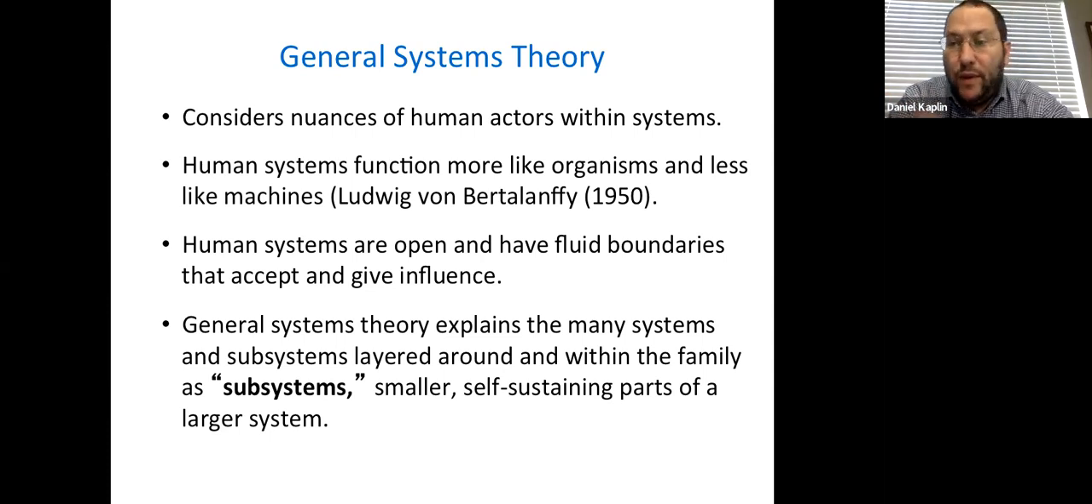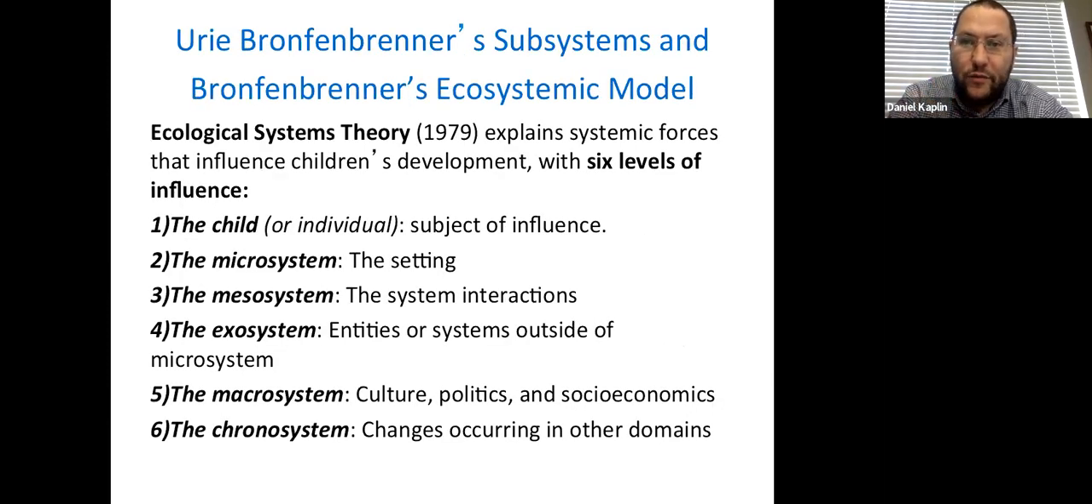If we look at the whole, there are oftentimes smaller parts within the whole. So a family system might have several subsystems or these self-sustaining parts. That could be parent-child interactions, parent-parent interactions, or child-child interactions. But these subsystems impact the whole. Now, Urie Bronfenbrenner is credited with the development of the ecological systems model.